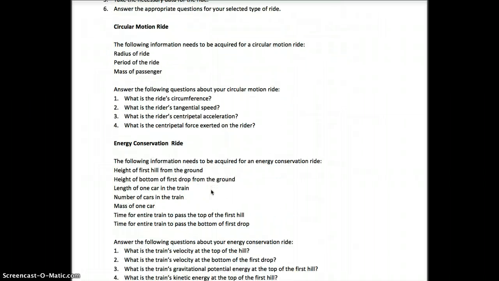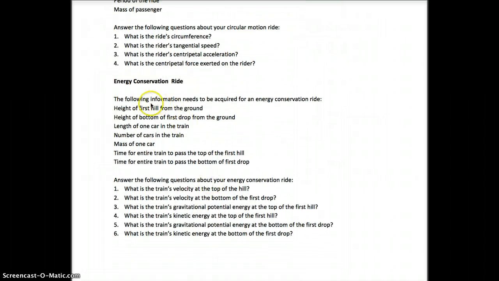If you choose a roller coaster, then you need to find out the height of the first hill from the ground, the height of the bottom of the first drop from the ground, the length of one car in the train, the number of cars in a train, the mass of one car, as well as, using the video, the time for the entire train to pass the top of the first hill, as well as the time for the entire train to pass the bottom of the first drop.